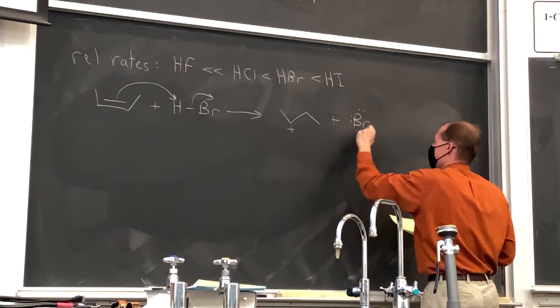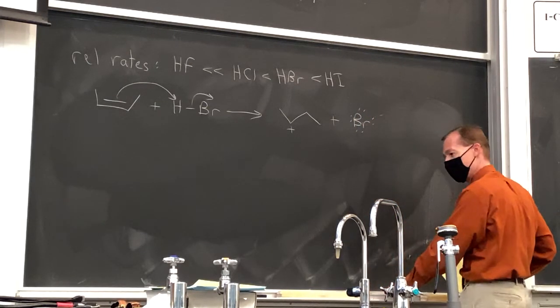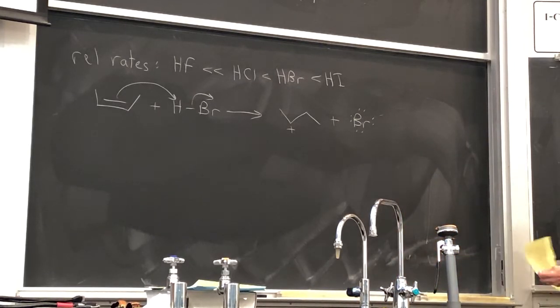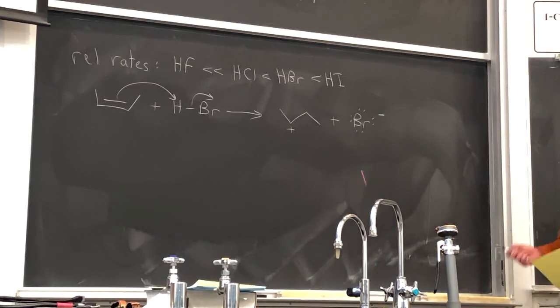And then we're going to generate a halide in the process. I've broken every piece of chalk they gave me today. All right. And we know what happens. We've seen before what happens when we have a carbocation and a halide ion. What's going to happen?